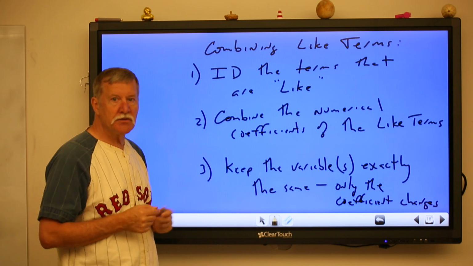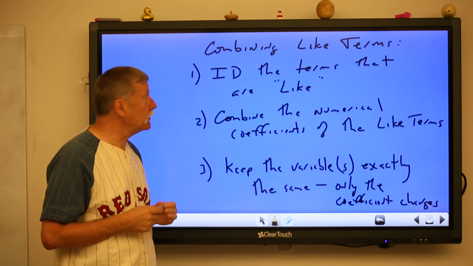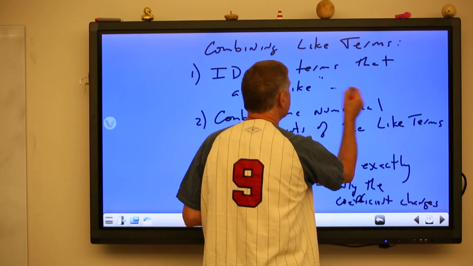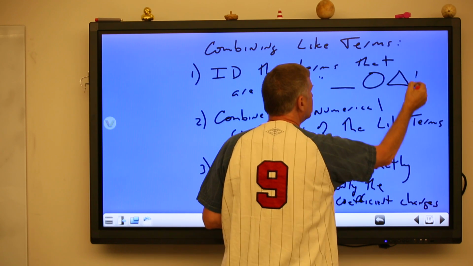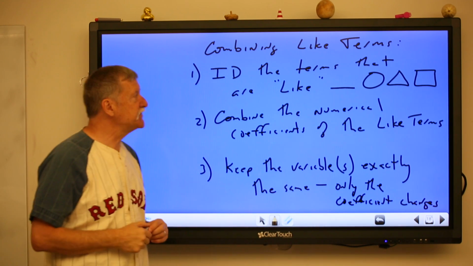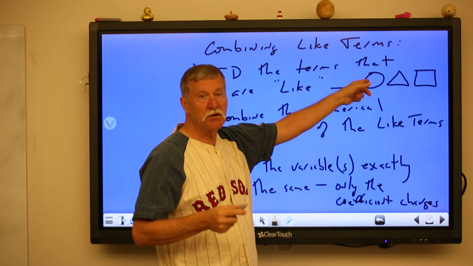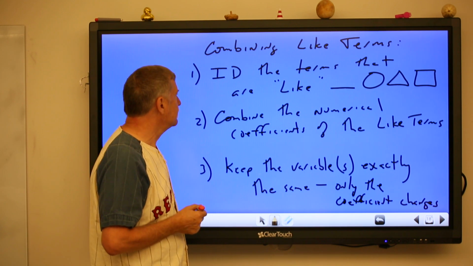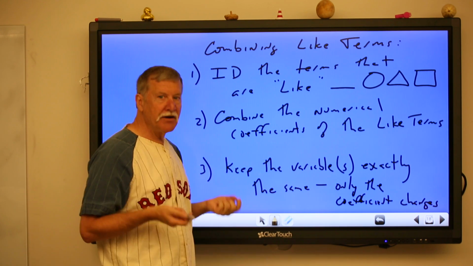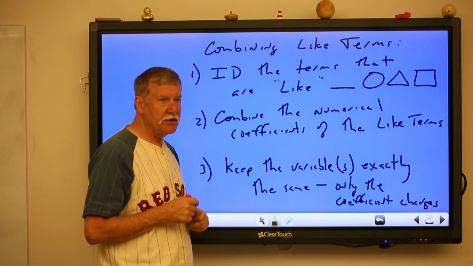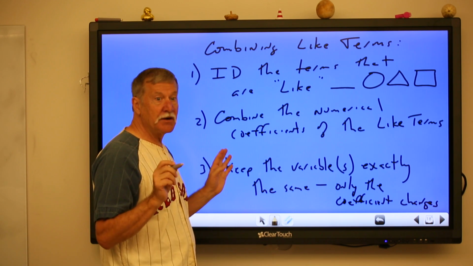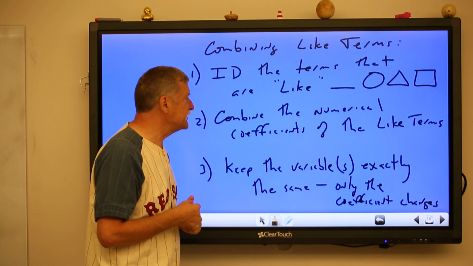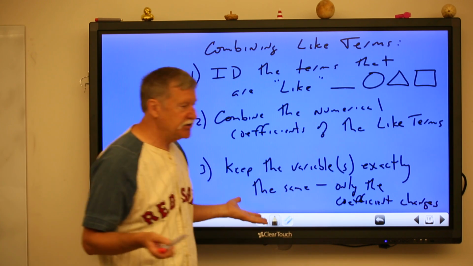All right, so to combine like terms, here are the steps you need to do. Make sure you have this in your notes. Make sure you refer to this as you're doing your homework, all right? Number 1, you have to identify the terms that are like. You can do that by underlining, circling, drawing a triangle, making a square around the terms that are the same. All the triangle ones are the same, all the circle ones are the same, and so forth. Then you identify which terms are like the other terms. Then you combine the numerical coefficients of the like terms. Now you forget about the variables and just combine the numbers. And then keep those variables exactly the same, only the coefficient changes.